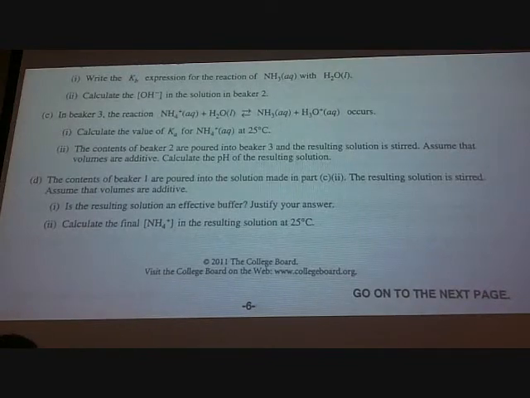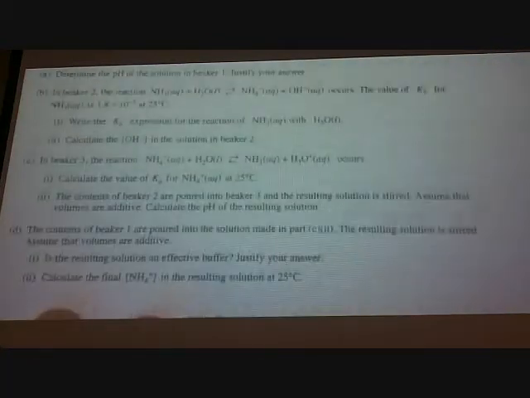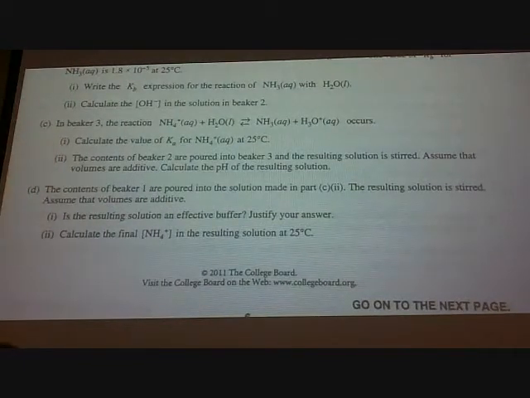Let's see, where are we at? Double I? No, we did that one. So C, is that where we're at? Okay, in beaker 3, the reaction of ammonia plus water yields the ammonium and hydroxide ions that occur. Calculate the Ka for the ammonium at 25 degrees.